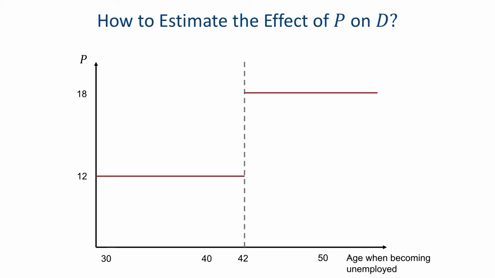This figure shows the relationship between the policy variable P and age when claiming UI benefits. Since age assigns the policy parameter to individuals, it is often called the assignment variable when we talk about a regression discontinuity design. Note that the relationship between the policy variable P and the assignment variable age has a jump at age 42. We can also say that there's a discontinuity at age 42. This is where the name regression discontinuity design comes from.